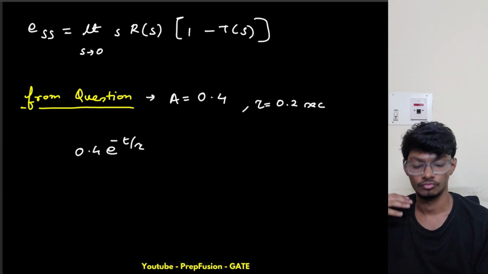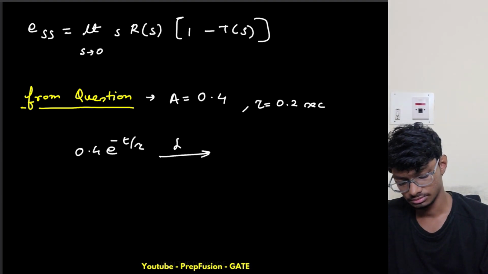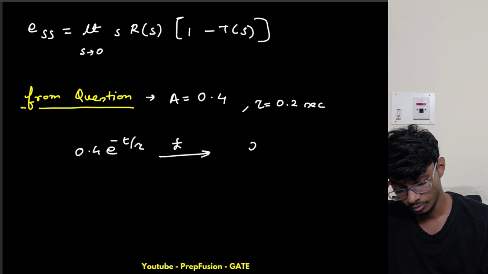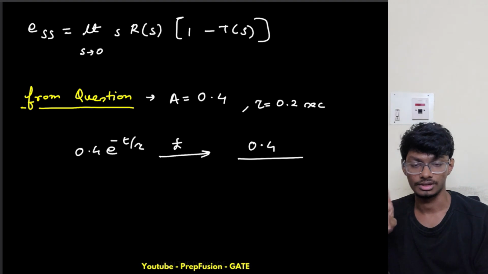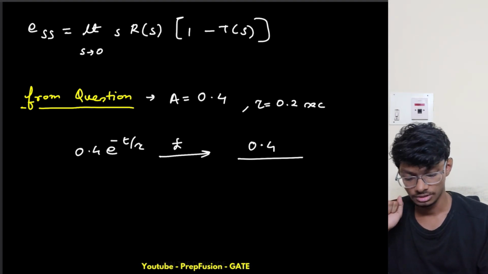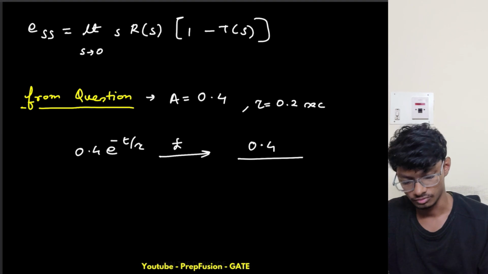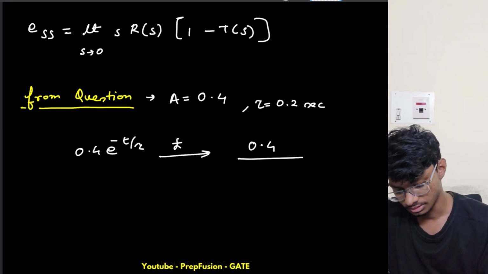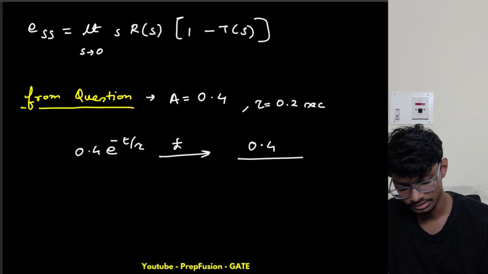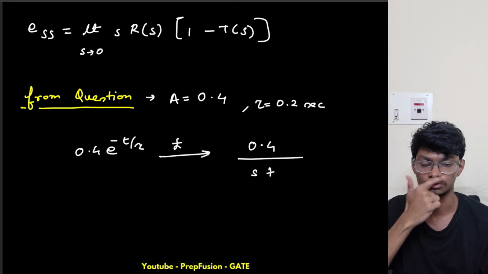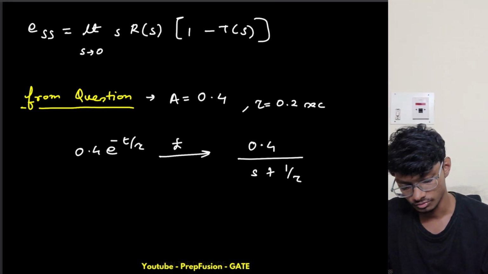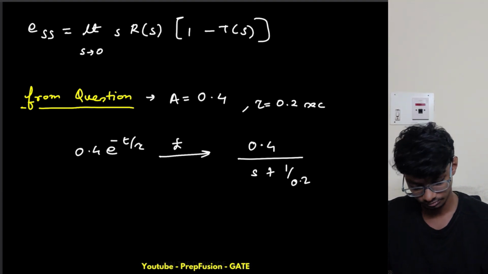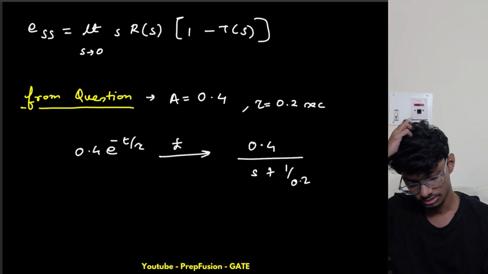So what is the Laplace transform of this one? This will be 0.4 only, but here it was s plus a, so 0.4 by s plus a. What is my A? A is 1 upon tau. Since e raised to power minus at has Laplace transform of s plus a, it will be 1 upon tau only. So 1 upon tau is 0.2. This is how I can write it.